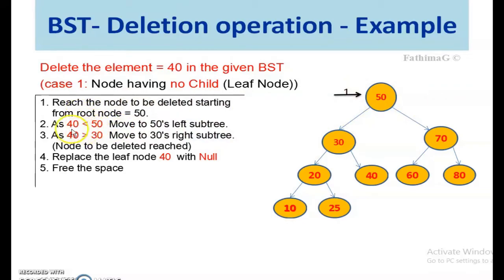Compare 40 with 50. As 40 is less than 50, move to the 50's left subtree. Now, as 40 is greater than 30, move to the 30's right subtree. By this, we reach the node to be deleted. Now, replace the node with null and free the space. Thus, the deletion is completed.